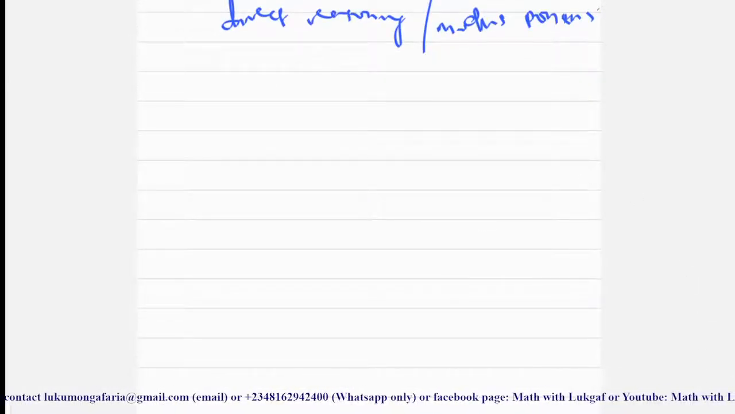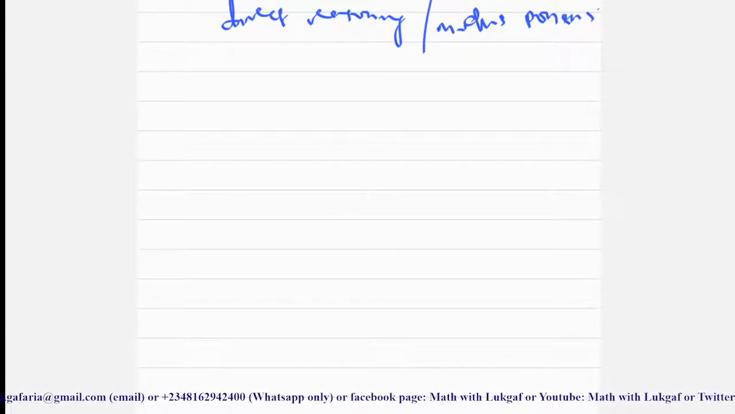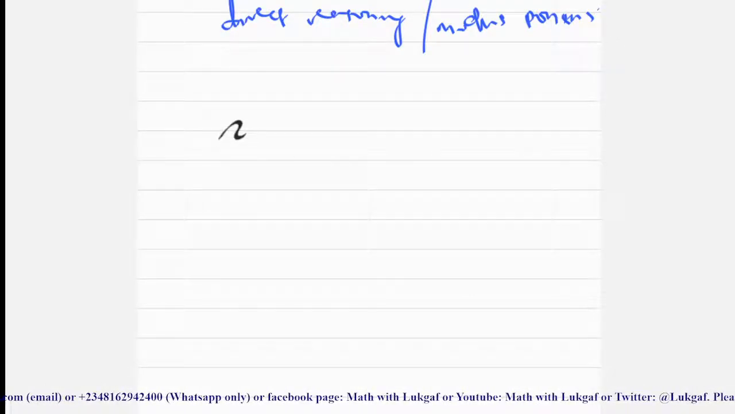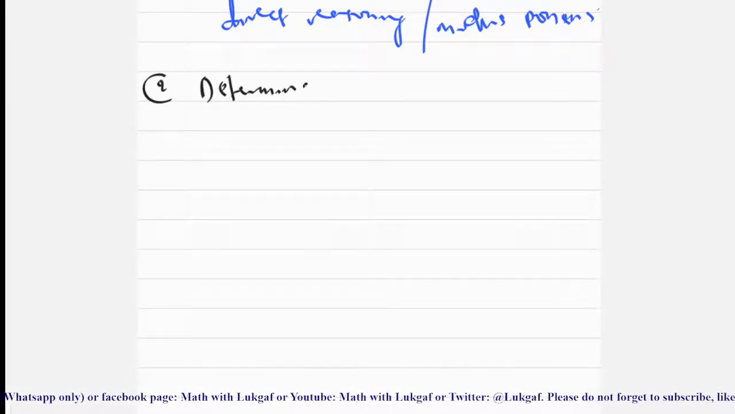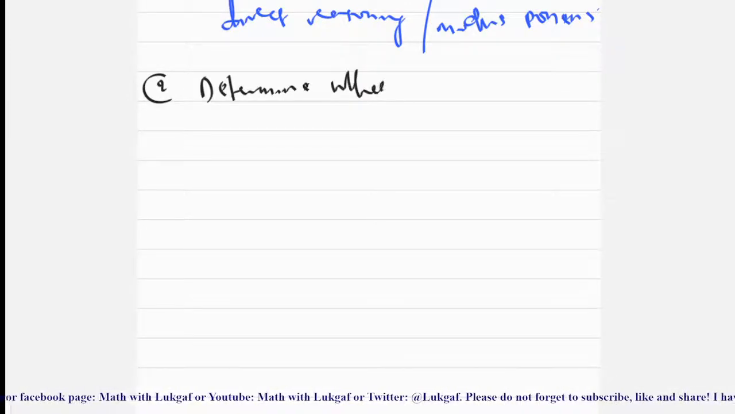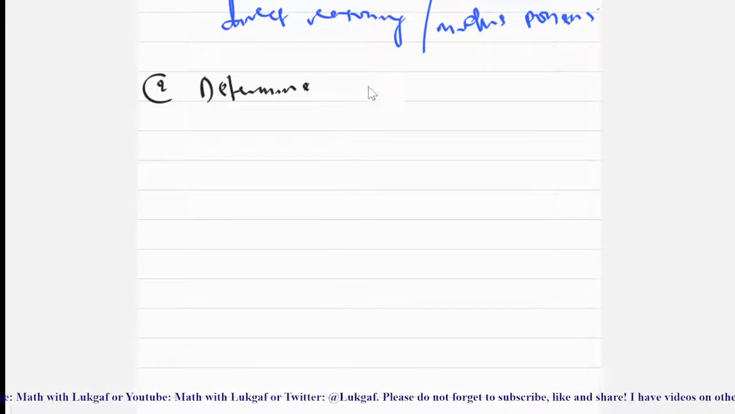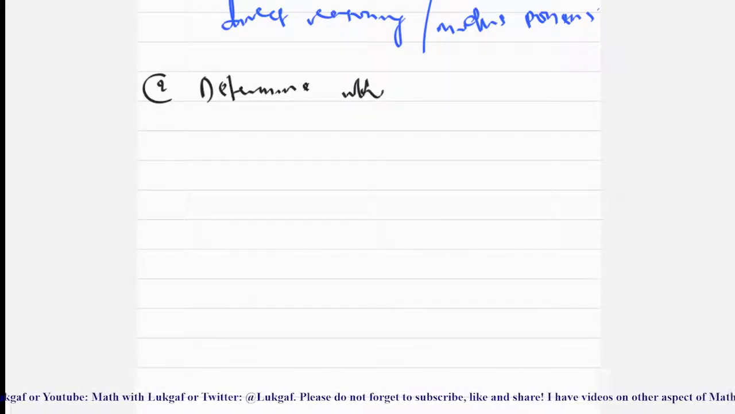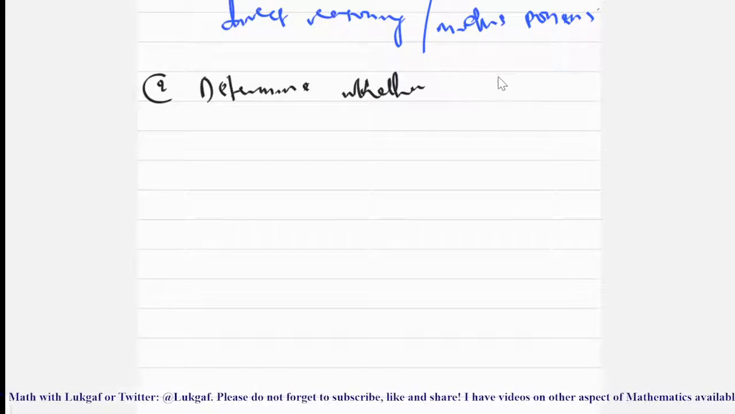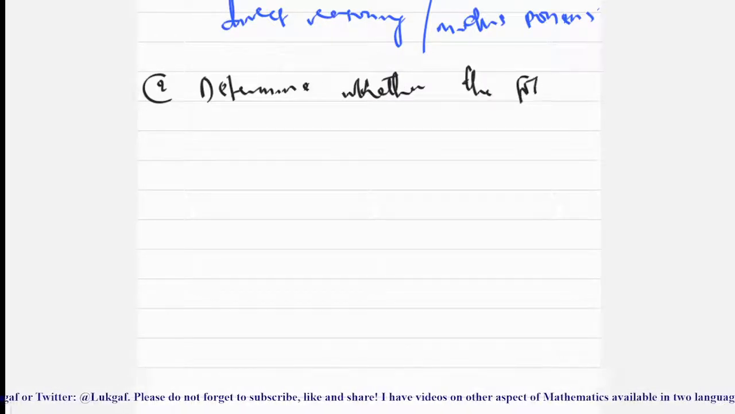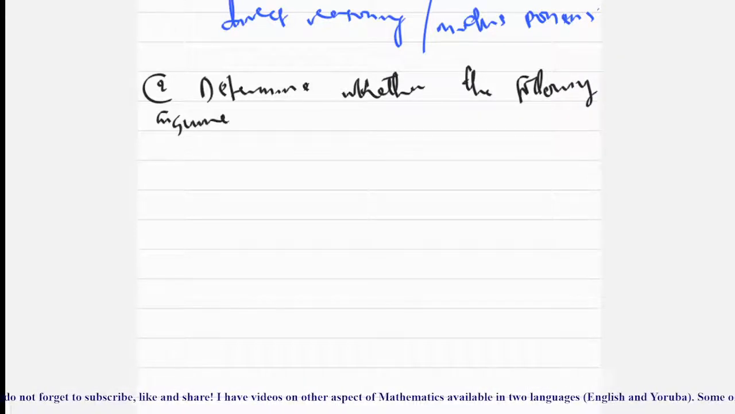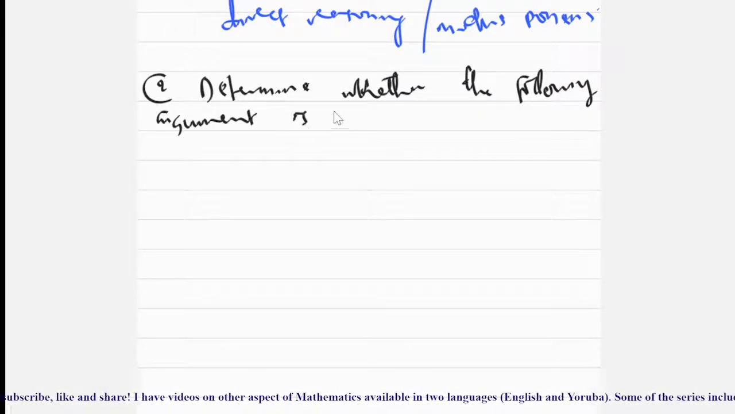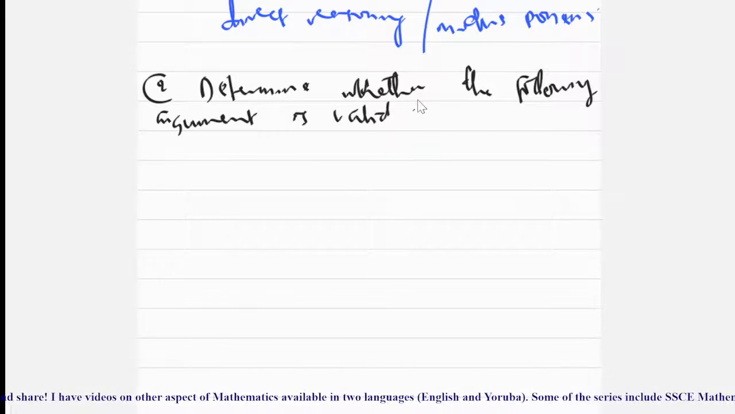So let me give you another example so that you understand what I'm trying to say clearly. Example 2. Determine whether the following argument is valid.